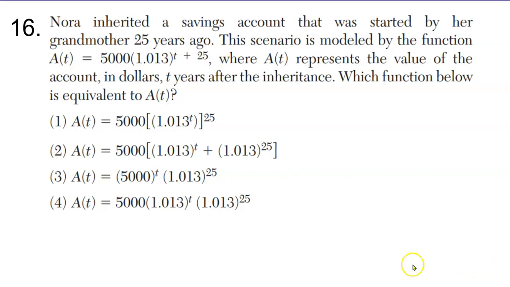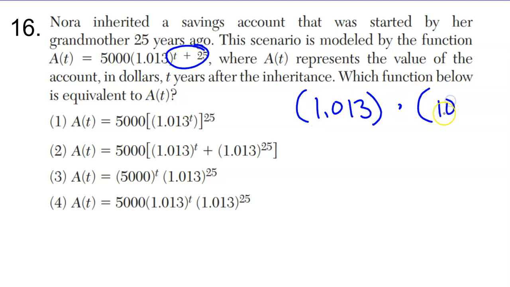Okay, last question. Nora inherited a savings account that was started by her grandmother 25 years ago. This scenario was modeled by the function 5,000 times the quantity 1.013 to the power t plus 25. Which function below is equivalent? This is a property of exponents rule. So the only way to add exponents together is if you multiplied this item 2 times and you added this power to that power.